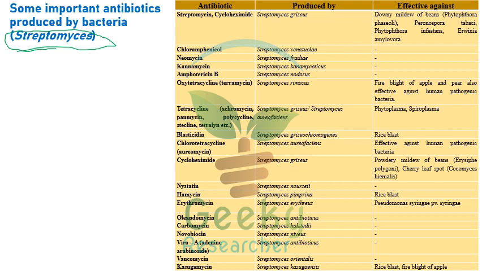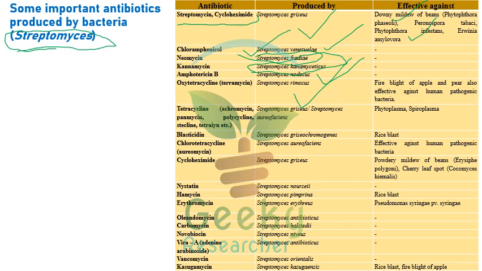So streptomycin and cycloheximide are produced by Streptomyces griseus, and these are also effective in some diseases like downy mildew of peas, Peronospora tabacina, Phytophthora infestans, Erwinia amylovora, and others. And chloramphenicol is actually isolated from Streptomyces venezuelae. Neomycin is isolated from Streptomyces fradiae. Kanamycin is isolated from Streptomyces kanamyceticus. Amphotericin is isolated from Streptomyces nodosus. Oxytetracycline is isolated from Streptomyces rimosus. Tetracycline is isolated from Streptomyces griseus or Streptomyces aureofaciens.